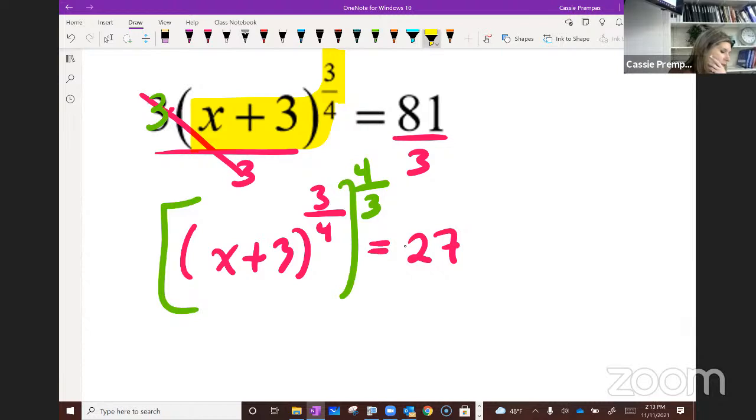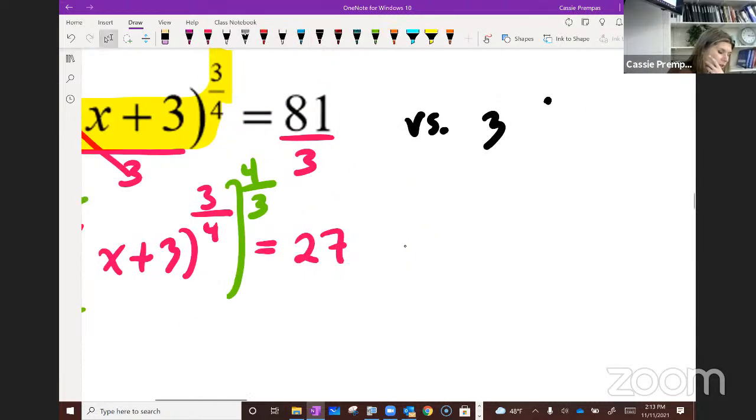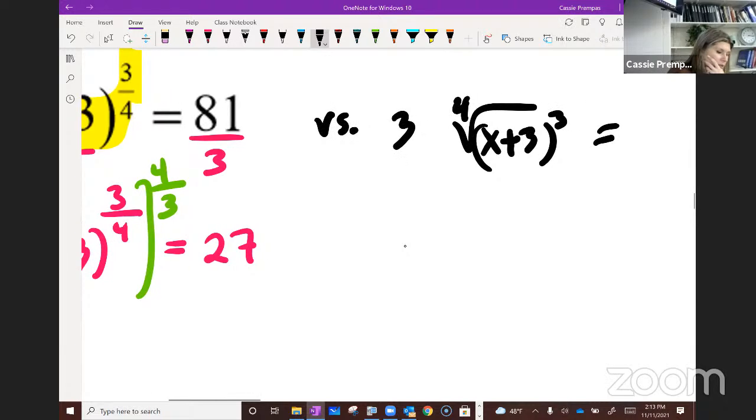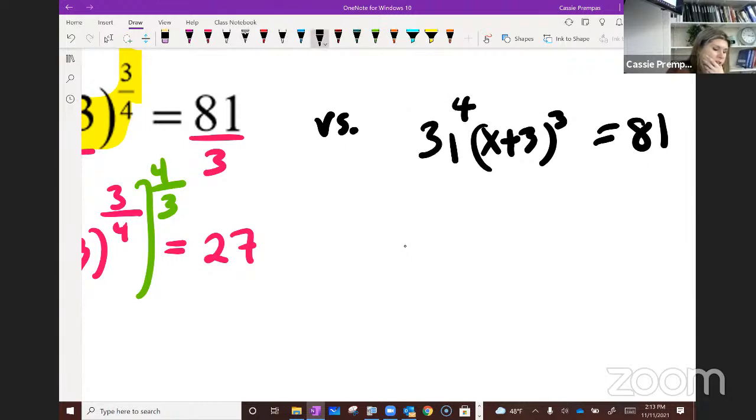It would be similar to something like this. If you have 3 times the 4th root of x plus 3 cubed equals 81, you need to isolate that radical. So what undoes multiplication? Because right now you have 3 times this. So what undoes it? Divide. So that's what we just did. We took this and divided it by 3.